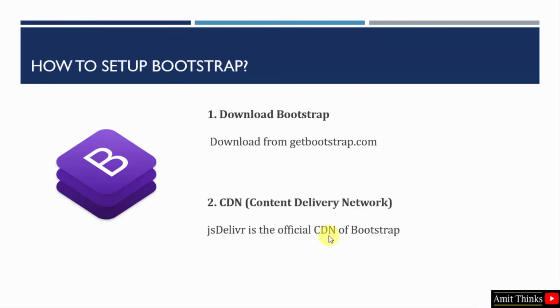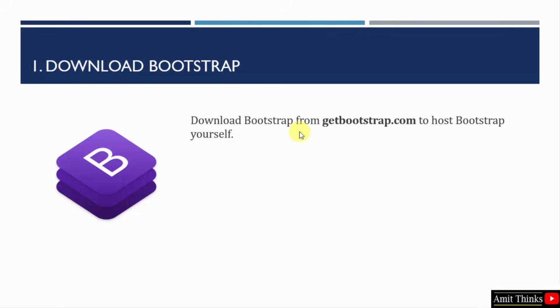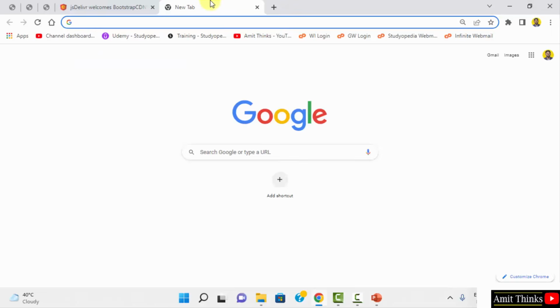CDN will fetch Bootstrap from a server. That is, you don't need to set it up on your system. CDN is basically considered faster than downloading Bootstrap. So this is the first one, that is you can go to getbootstrap.com and host Bootstrap on your server by downloading it. Let's see how.